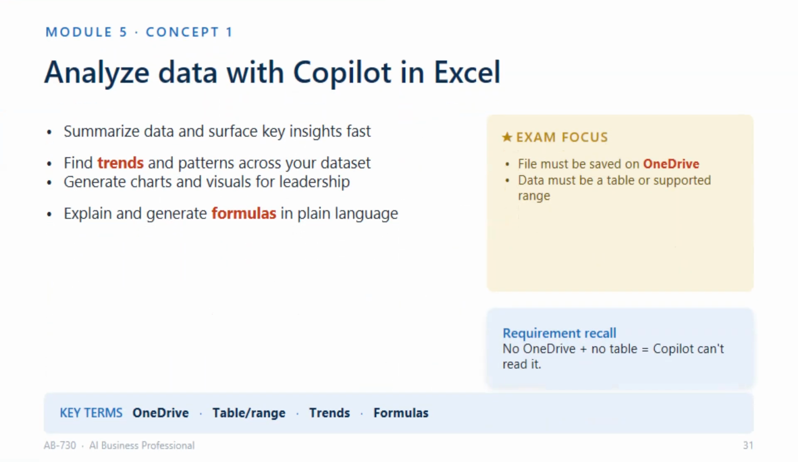Copilot in Excel summarizes data, identifies trends, creates charts, and explains formulas in plain language. For Copilot to work, your file must be saved on OneDrive and your data formatted as a table or supported range. If these requirements aren't met, Copilot cannot access the data.